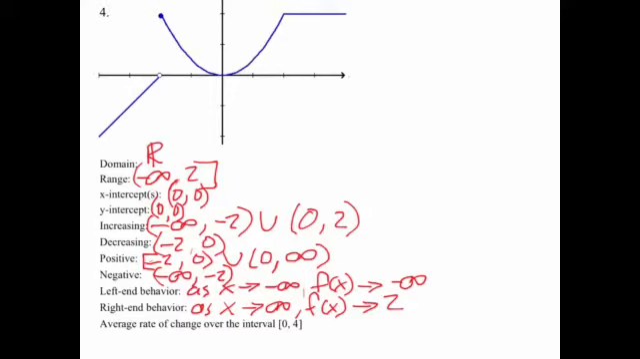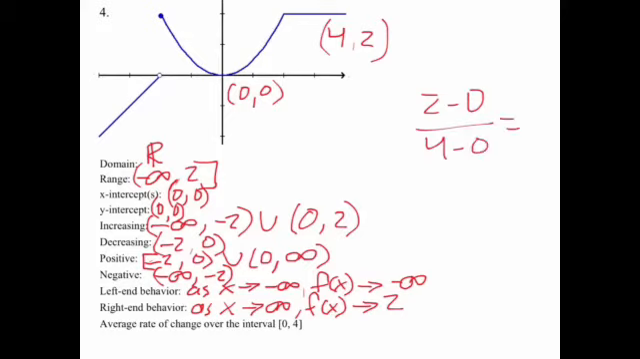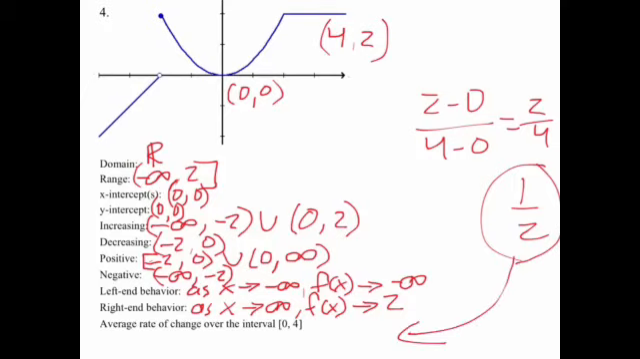And the last part, what's the average rate of change over the interval from 0 to 4? So from 0, it's here, to 4, which is over here. So we're dealing with the points (0, 0) and the point (4, 2). Well, to get your rise, that's the difference in the y's, so we do 2 minus 0, and then 4 minus 0 for the run. So that's 2 over 4, which is just 1/2, and that's going to be our average rate of change. And that's going to be the front side.